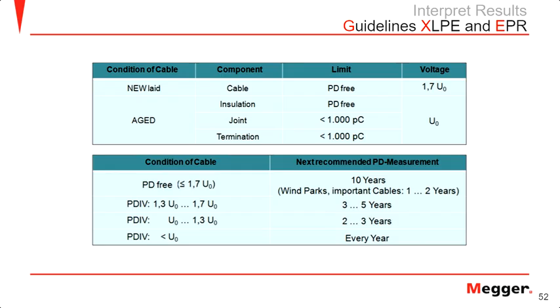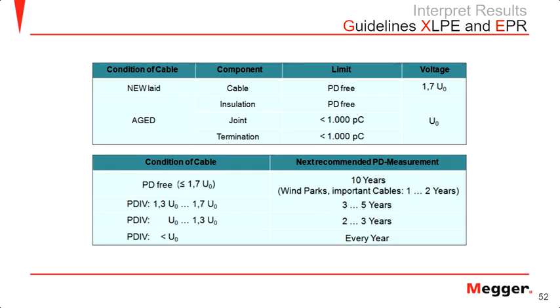For a newly laid cable, it should be PD free to 1.7 times U naught, your operating voltage. And if you have an aged cable, then that's the level of partial discharge that is allowed at operating voltage. If you have partial discharge between this and this, that's your PDIV, your inception voltage. It starts to occur between 1.3 to 1.7.